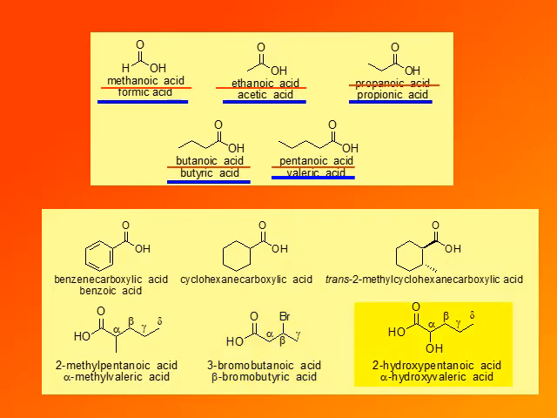And you may have heard of hydroxy acids. Hydroxy acids used in cosmetics are actually alpha hydroxy acids, which will be their trivial name. So here is an example of a shorter chain hydroxy acid. This will be 2-hydroxy pentanoic acid or alpha-hydroxy valeric acid.